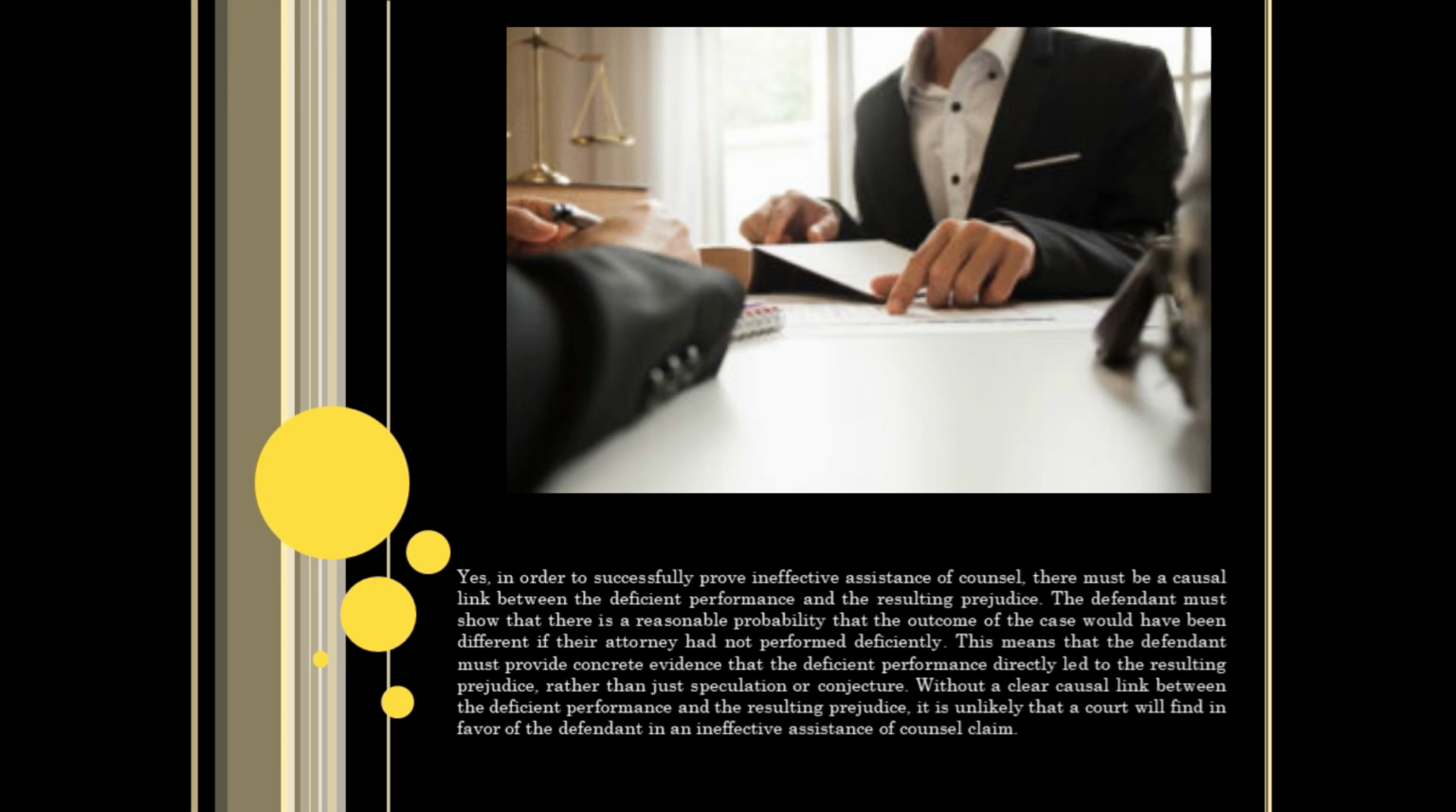Yes, in order to successfully prove ineffective assistance of counsel, there must be a causal link between the deficient performance and the resulting prejudice. The defendant must show that there is a reasonable probability that the outcome of the case would have been different if their attorney had not performed deficiently. This means that the defendant must provide concrete evidence that the deficient performance directly led to the resulting prejudice, rather than just speculation or conjecture. Without a clear causal link between the deficient performance and the resulting prejudice, it is unlikely that a court will find in favor of the defendant in an ineffective assistance of counsel claim.